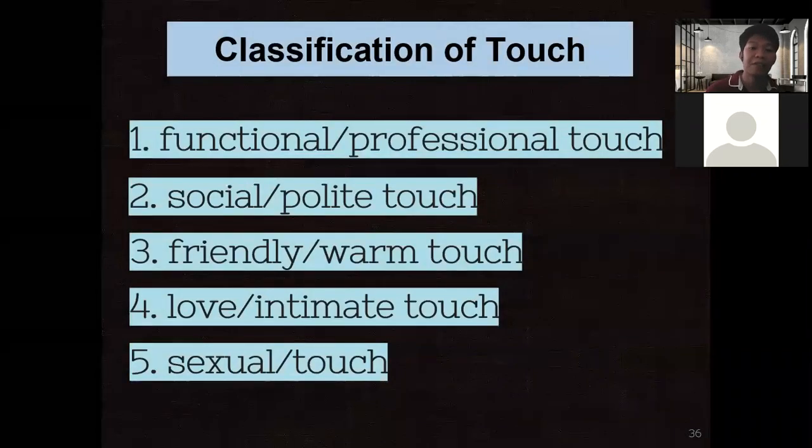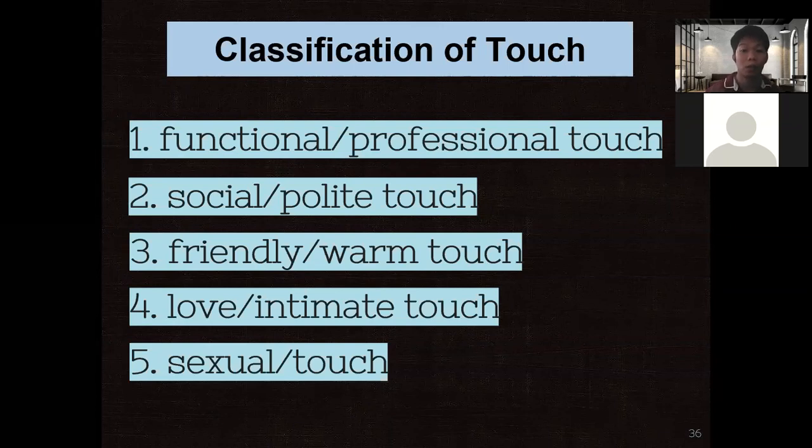Okay. These are the classifications of touch. We have functional or professional touch. When you say functional or professional touch, it is observable in workplaces. Especially in the Philippines, we have a high context culture. We pay a higher regard when it comes to power distance. Power distance refers to the difference of the social status of people in the communication.